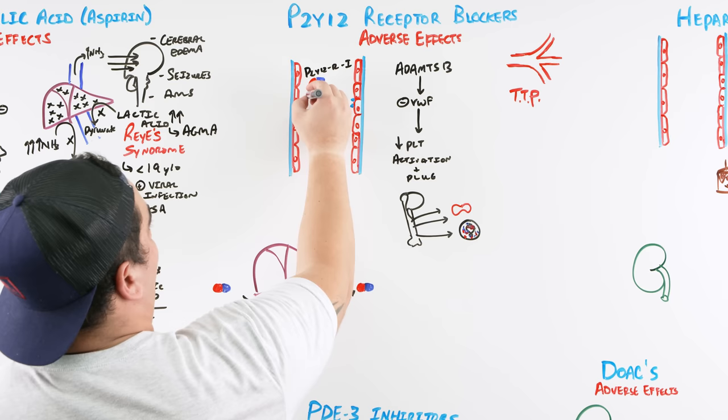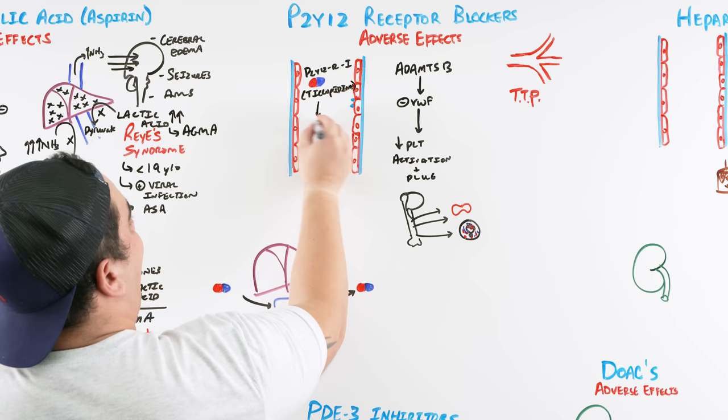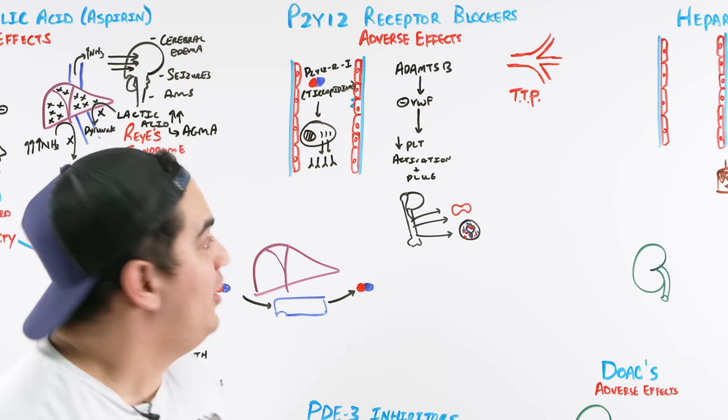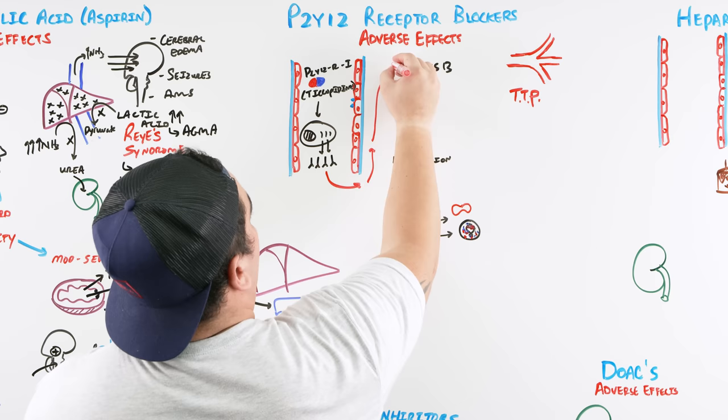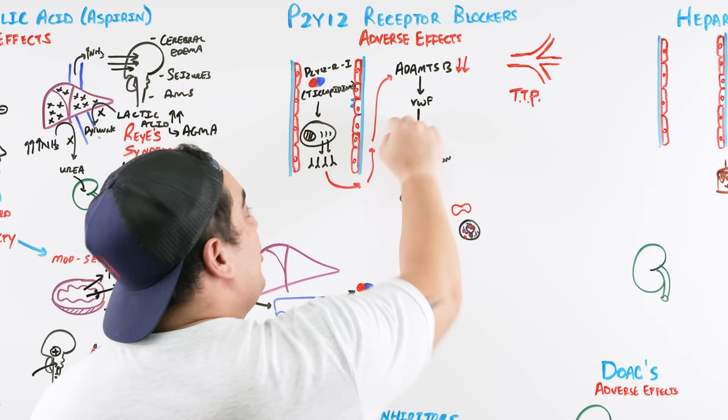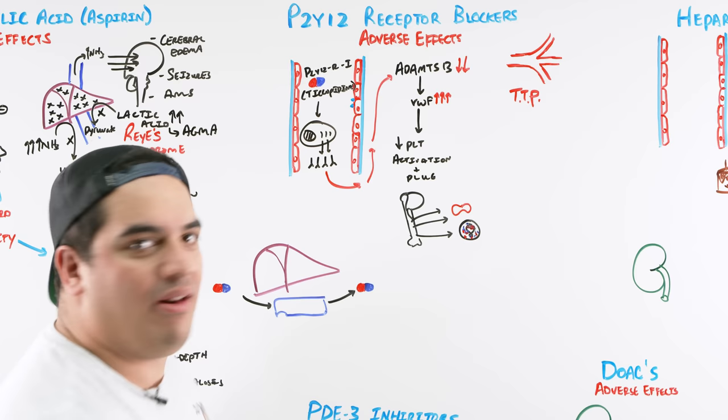What happens is this drug can activate our immune cells to produce autoantibodies. These autoantibodies are directed against ADAMTS13. So now these antibodies are going to lead to the destruction or decrease in the presence of ADAMTS13. Now, if there's less ADAMTS13, can you break down the von Willebrand factor? No. And so von Willebrand factor won't be broken down, and you're going to have an increase in von Willebrand factor.